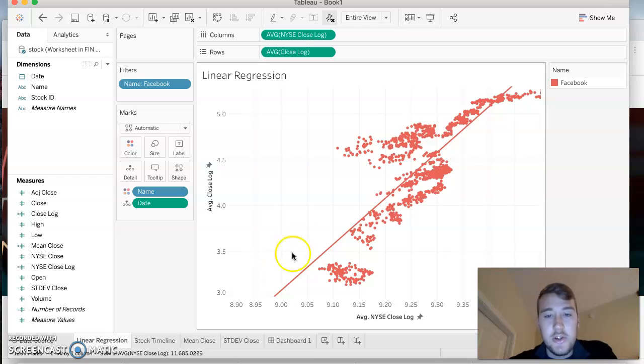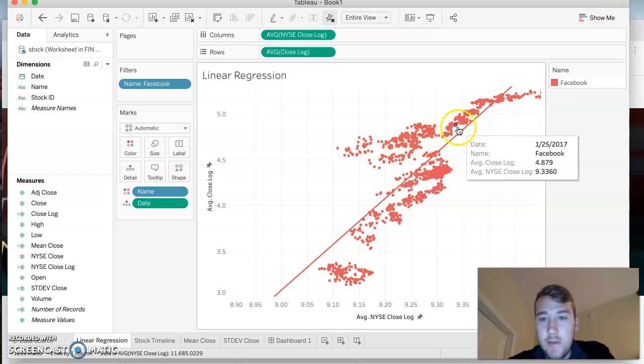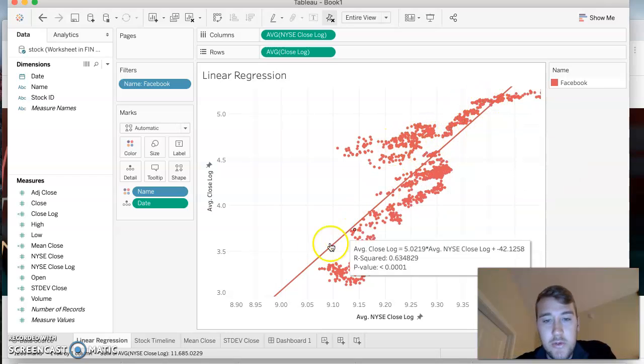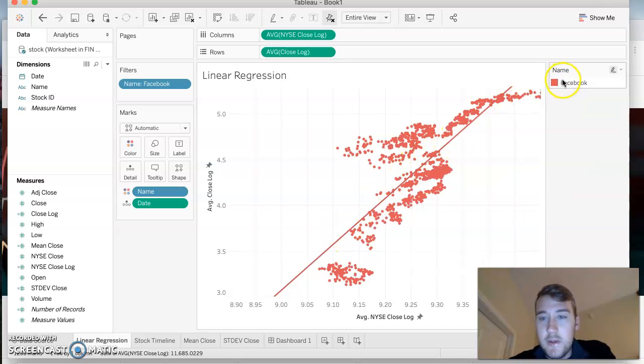Next we have our first sheet, and this is the linear regression sheet. Then we have the average close price in the red. Then we also have a trend line going right down the middle. And this is for the stock Facebook.